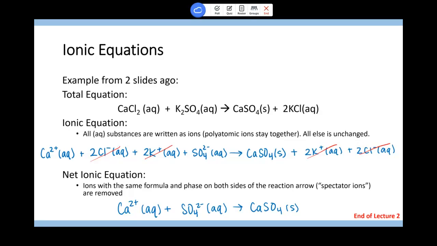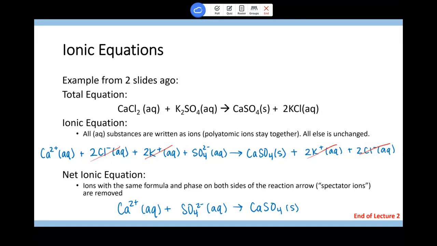So calcium chloride, we separate into the calcium cation, chloride anion. That's because if you add calcium chloride into a beaker of water, it will separate into those ions. You will have calcium 2 plus and chloride 2 minus. Same with potassium sulfate. So those separate into their ions. We know that because in the original equation, it has aqueous next to it. So it tells you in solution, it stays as ions.